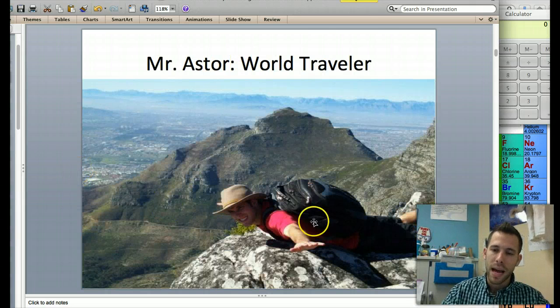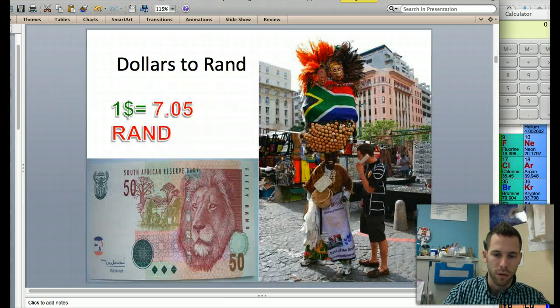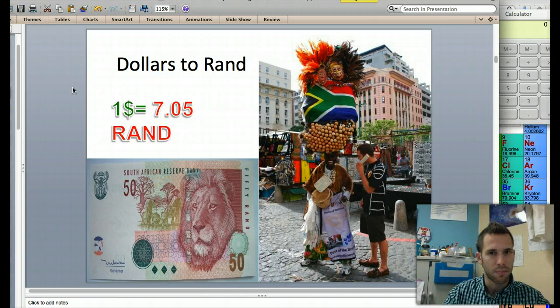Right here, this is me at the very top of Lion's Head. It's a mountain in South Africa. As you can see, I can look out across the entire southern part of the continent, which is pretty incredible. But that's not the only place I've been. I've been all over. One of the things that I encountered in South Africa, one of my favorite places to go, is that the currency is much different than what you get in the United States.